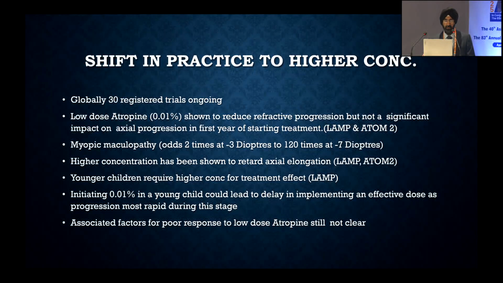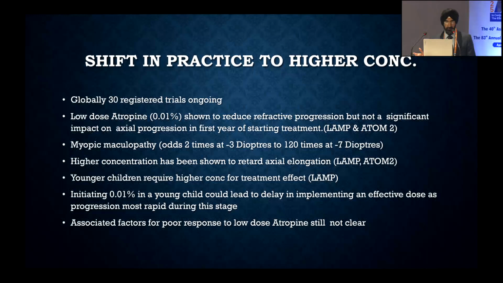Low dose atropine is shown to reduce the refractive progression, but has no significant impact on the axial progression. This is shown by these studies. The reason you want to reduce axial progression is myopic maculopathy. If you see, the odds are like 2 times at -3 and they increase up to 120 times at -7 diopters. So that's very important. And higher concentration has been shown to retard axial elongation.